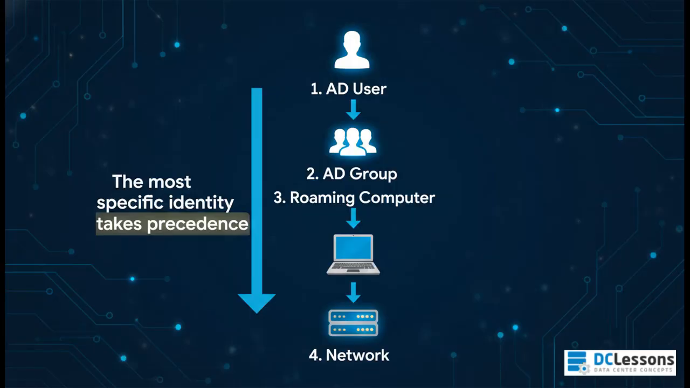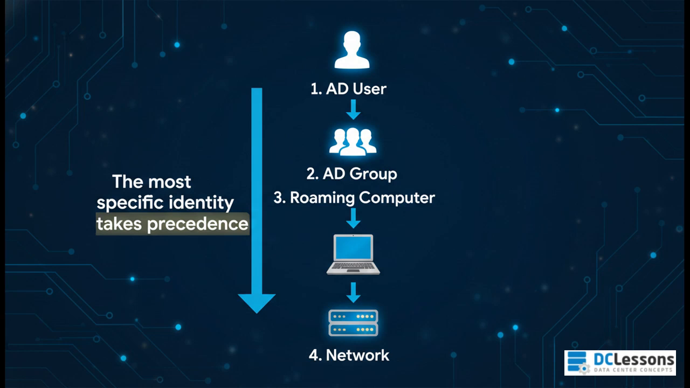Now, here's where it gets interesting. A single request could actually have a bunch of identities tied to it, right? You've got the user who's part of a group, who's on a specific laptop, which is on a specific network. So how does Umbrella decide? Well, it has a very clear pecking order. An Active Directory user is the most specific, so it always wins. That takes top priority.